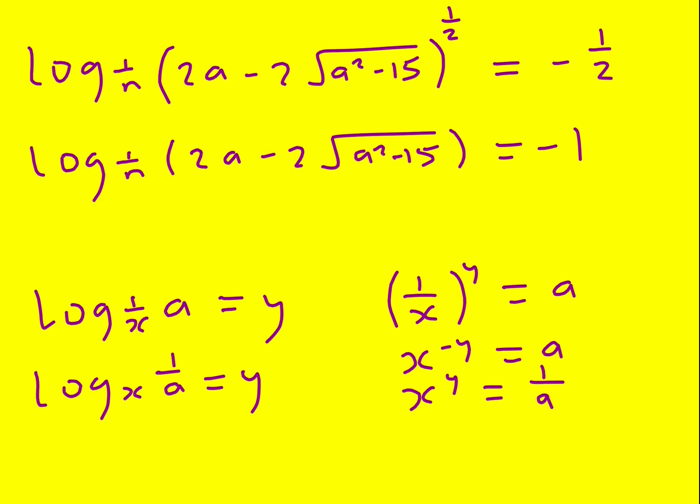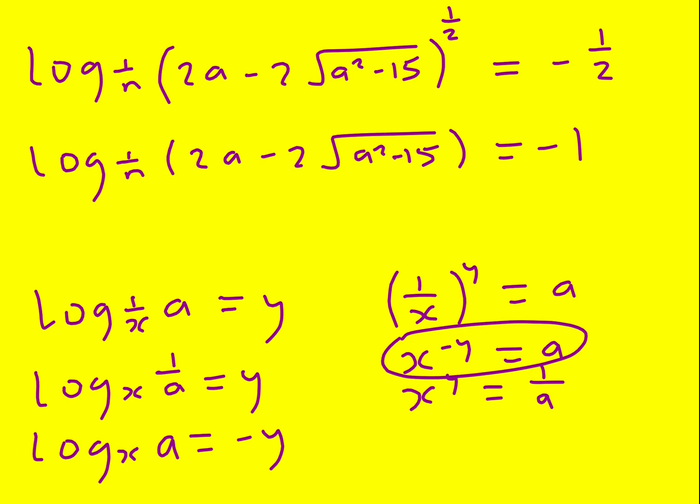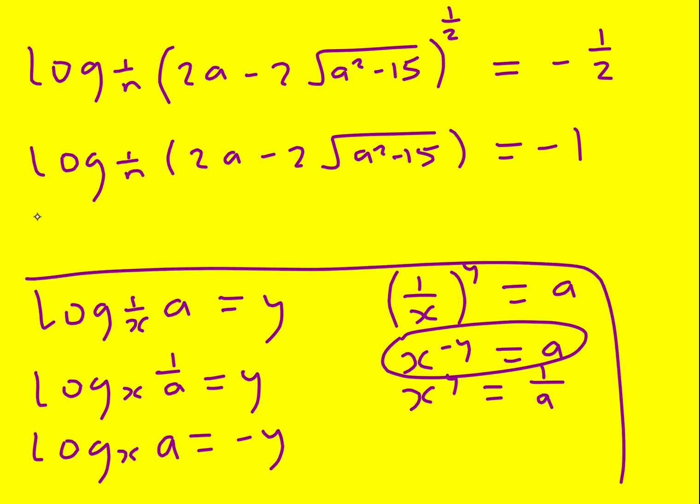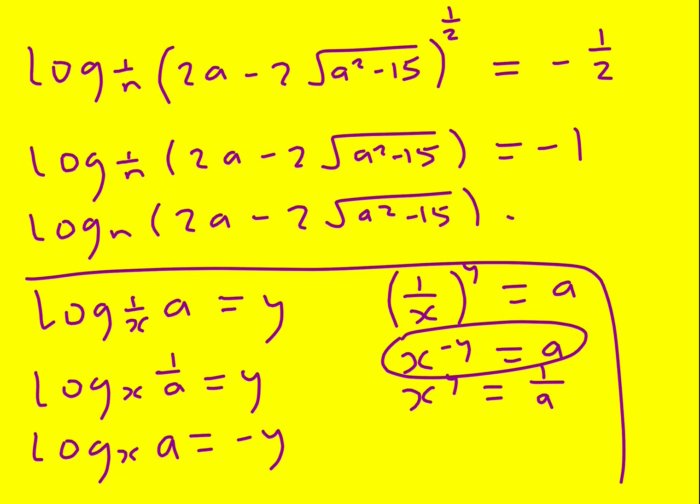Or actually, sorry, this one would have just been just as useful. Log to base x of a is actually equal to minus y. That's the one I'm now going to use. I've just written this out. So log to base n of 2a minus 2 root a squared minus 15 is actually just equal to 1.